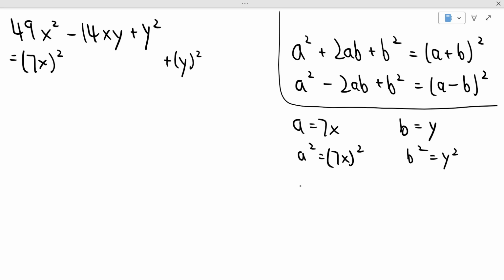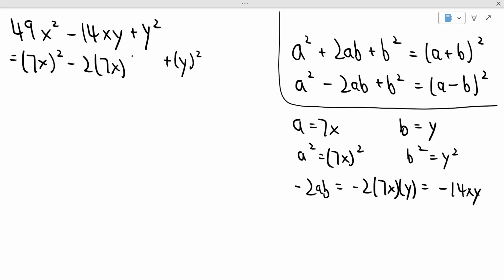So now we need to figure out what our minus 2ab term is, and that's simply minus 2 times 7x times y, which equals minus 14xy, and we'll notice that this is equal to the second term in our expression, so we can rewrite minus 14xy as minus 2 times 7x times y. So now our expression is in the form a squared minus 2ab plus b squared, where a equals 7x and b equals y. So we can rewrite this as parentheses 7x minus y all squared. And this is our final expression.